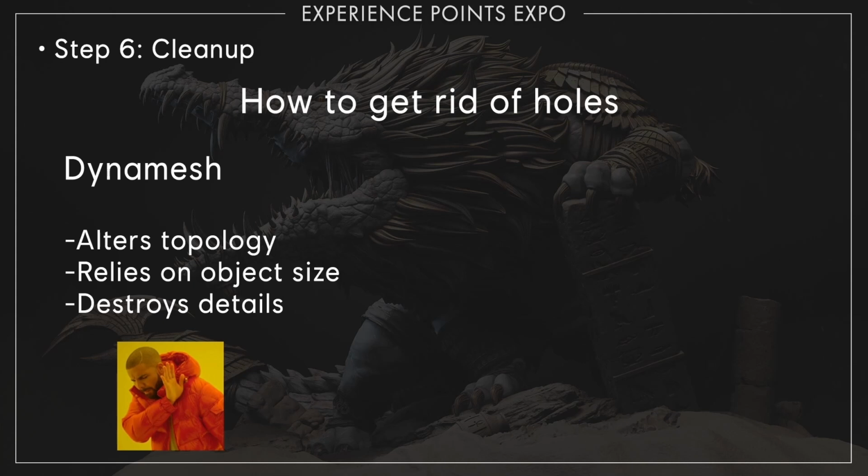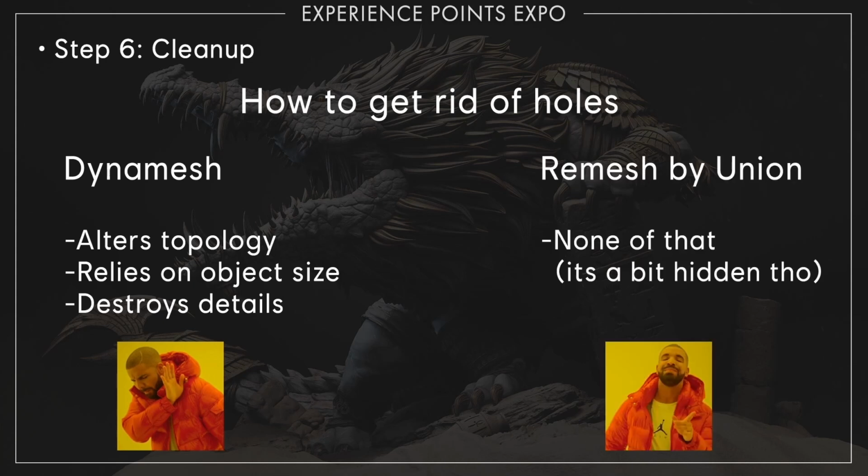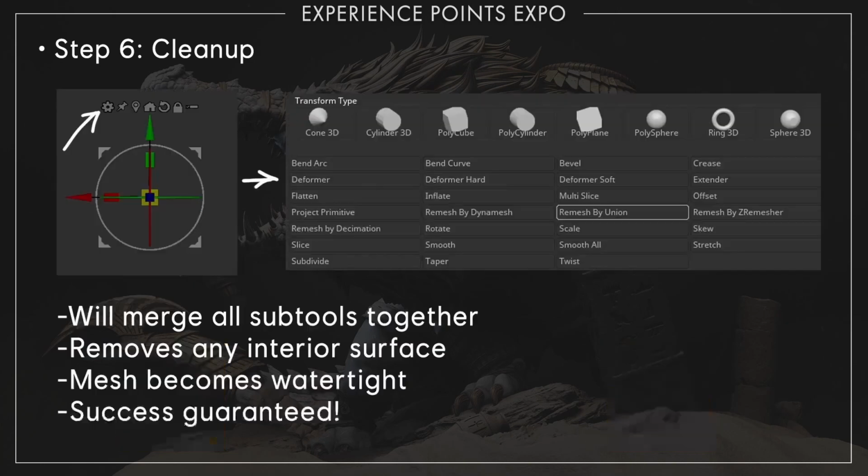What I like to use is the remesh by union, and it has none of these problems. The only caveat is that it's a bit hidden. So where you can find it is if you go into translate or rotate, the transform mode, sorry, inside ZBrush.